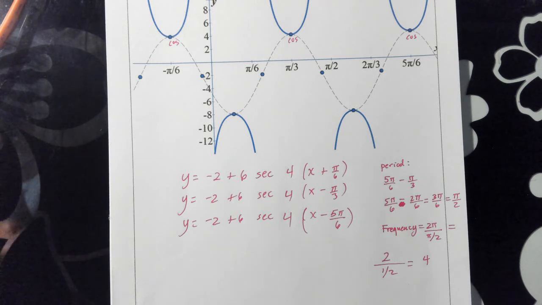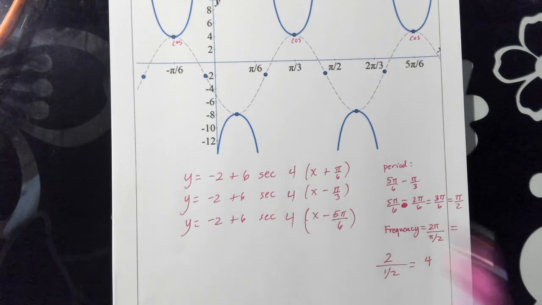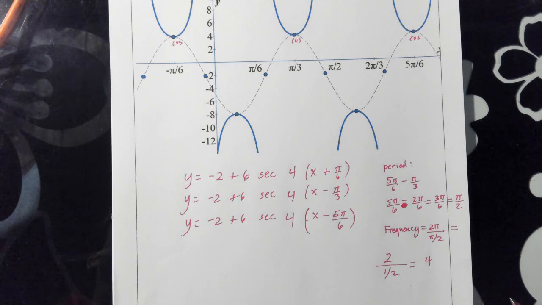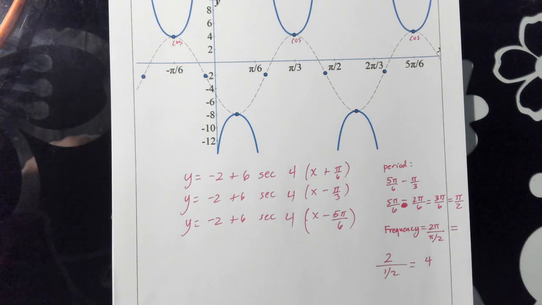Just a reminder, what does frequency mean? That means how many cycles would there be in a full 360-degree window, or in this case it's radians, so in a 2 pi window there would be 4 complete cycles. That's what frequency means. Simple.